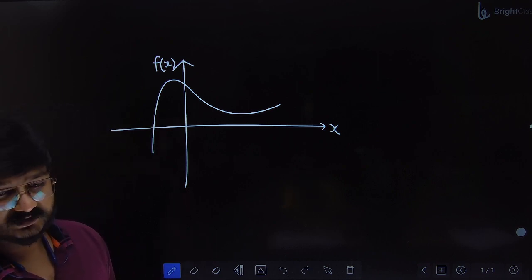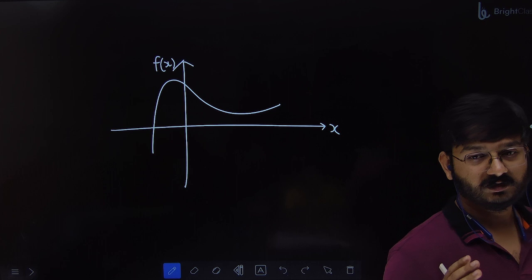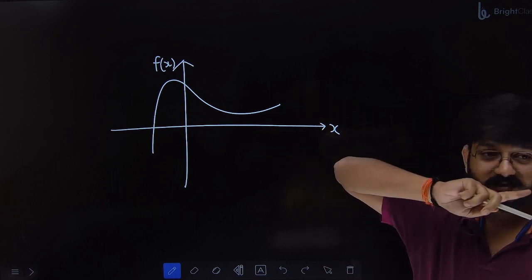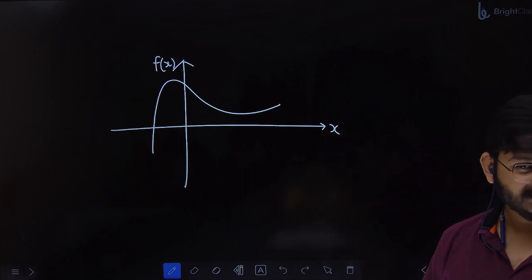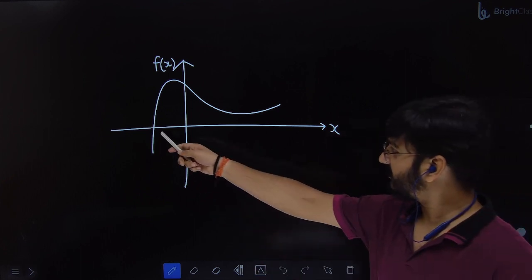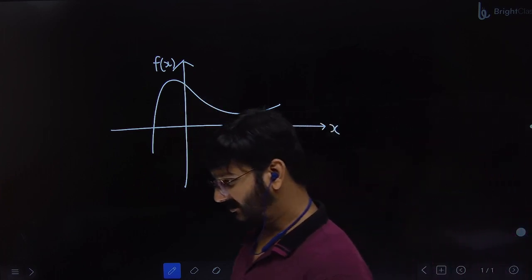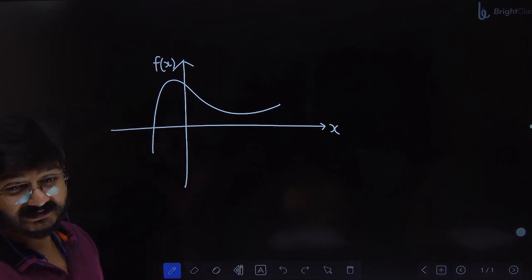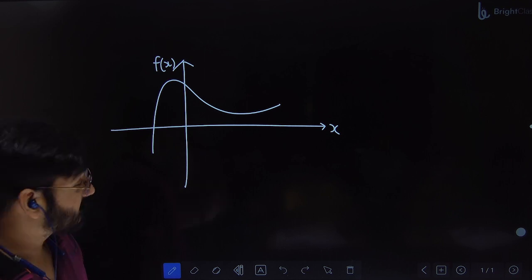Okay, so what are we going to discuss now? I will draw a few graphs. You just have to tell how many roots or zeros it has. So if you see this graph, how many zeros are there? One, not two. 2 points are there, right? One, two. Very good. Root or zero means the number of points it intersects the x-axis, not y, only x.